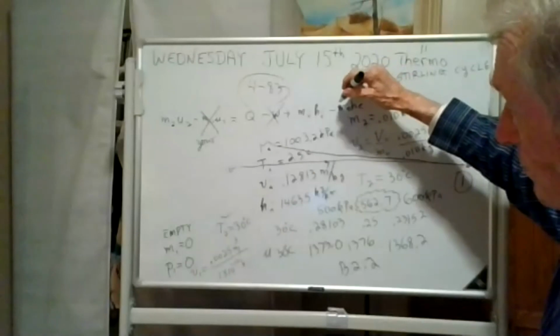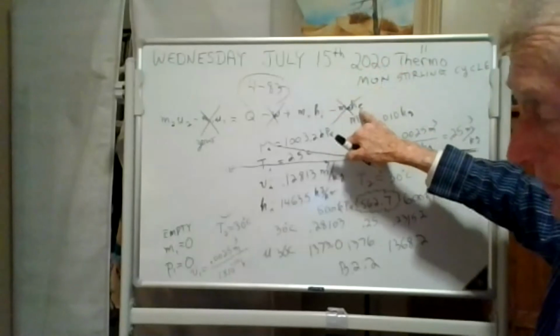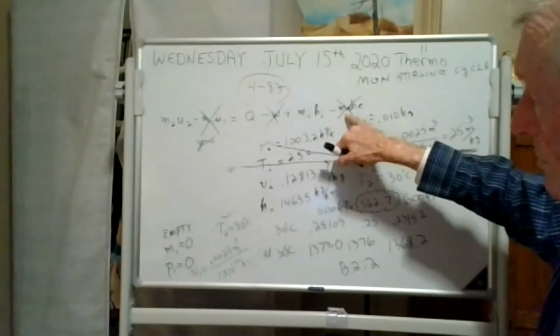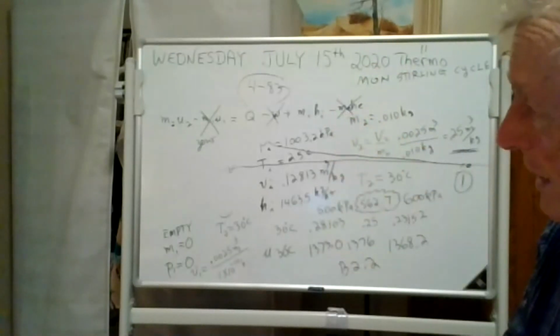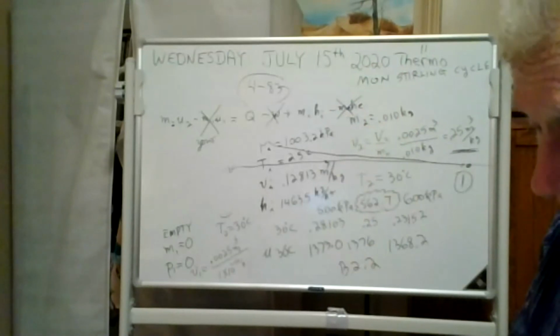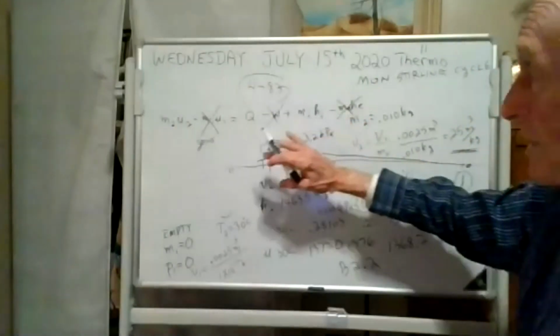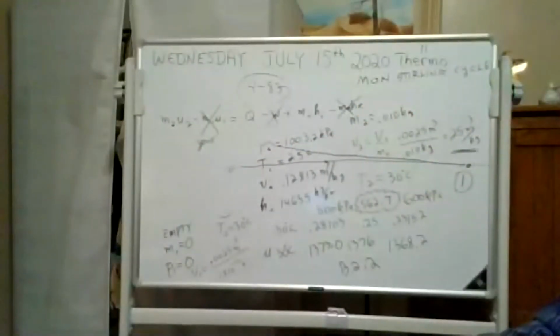And finally, Stuart, the exiting mass times the exiting specific enthalpy is 0. Why is that term 0, Stuart? How much exiting mass is there on this tank when you're filling it? None. There is no exiting mass. This term drops out. So what we're left with is M2.